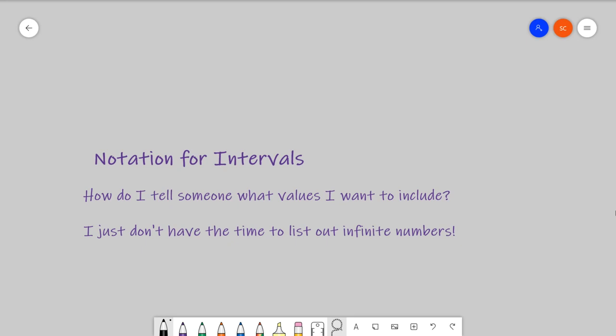A great question is, how do I tell someone what values I want to include when I'm talking about a set of numbers? And really, we're talking about intervals in which there's an infinite number of numbers. So in all reasonable situations, we can't list out all of the things we want in this interval. So let's talk about notation involved in these intervals.